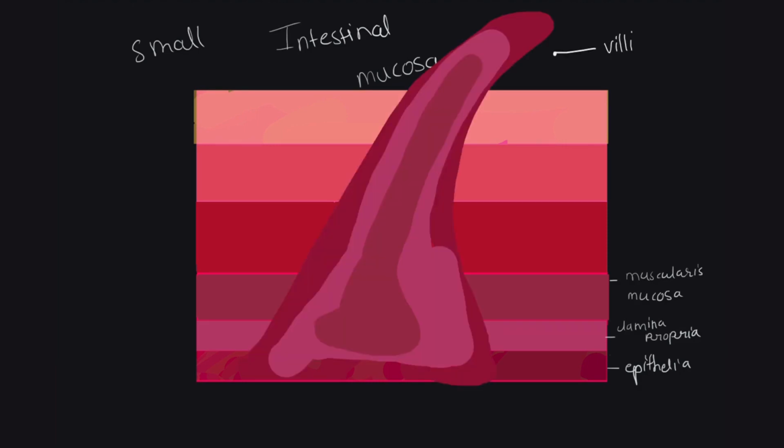A typical intestinal mucosa is made up of intestinal villi, and the singular of villi is known as a villus. There are millions of intestinal villi present inside the lumen of the intestinal tract that are visible to the naked eye, and their main job is to increase the surface area of the entire structure.